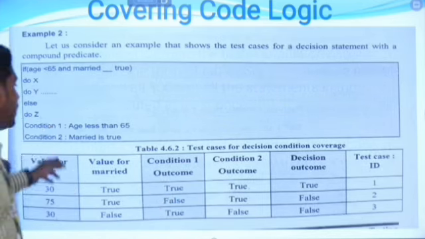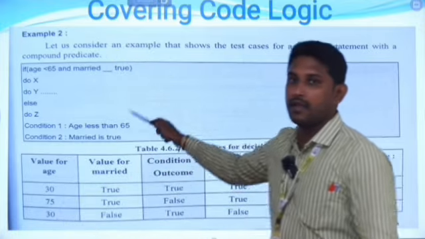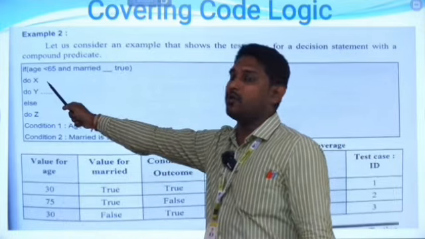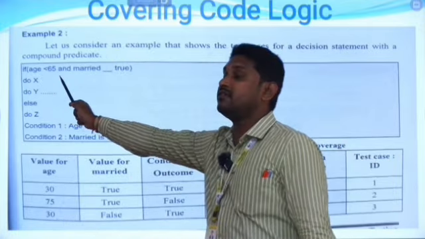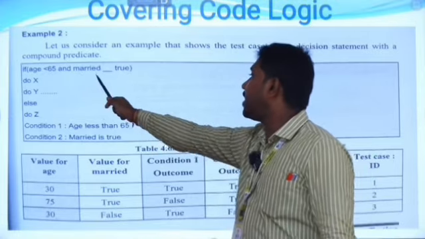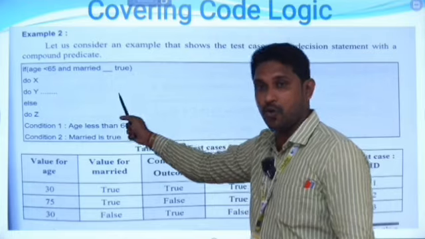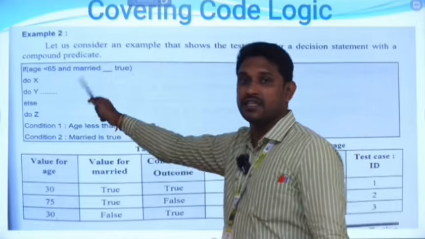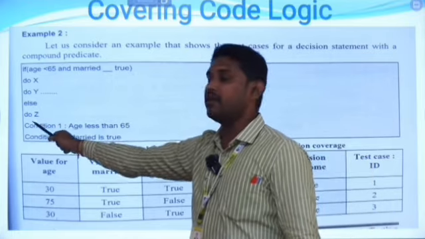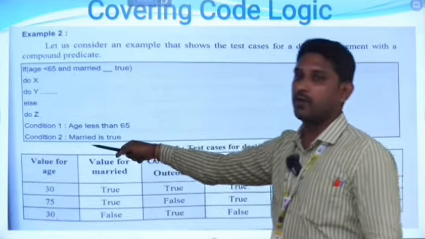Let us consider a source code where we give a condition. There are two conditions: if age is less than 65, and the second condition is marriage underscore true. These are the two input conditions. If both input conditions are true, then do X and do Y. If the conditions are false, we do Z. This is the source code program.